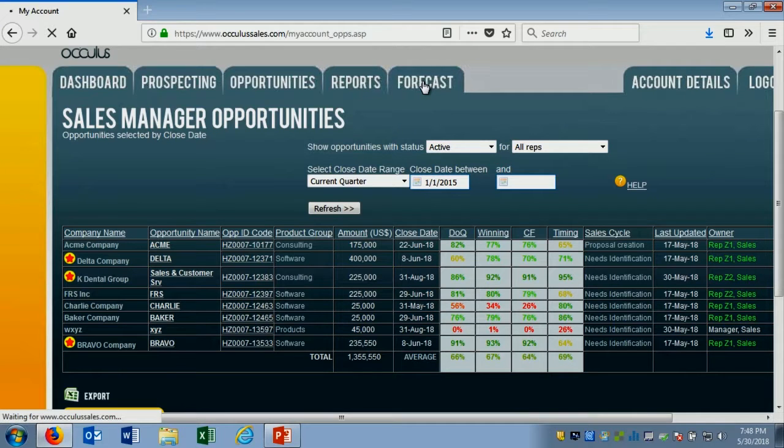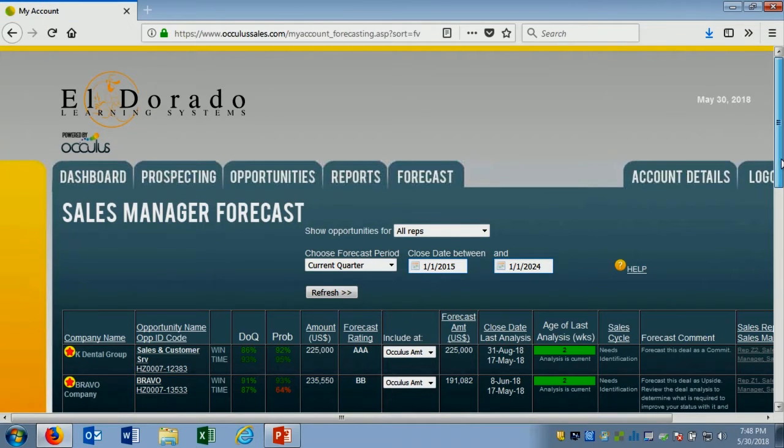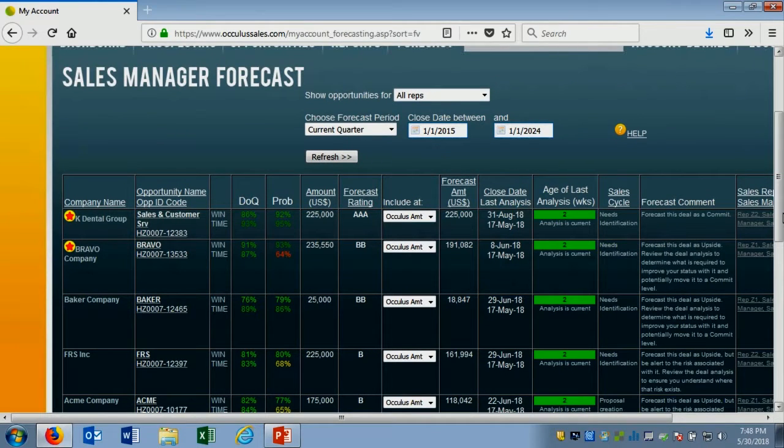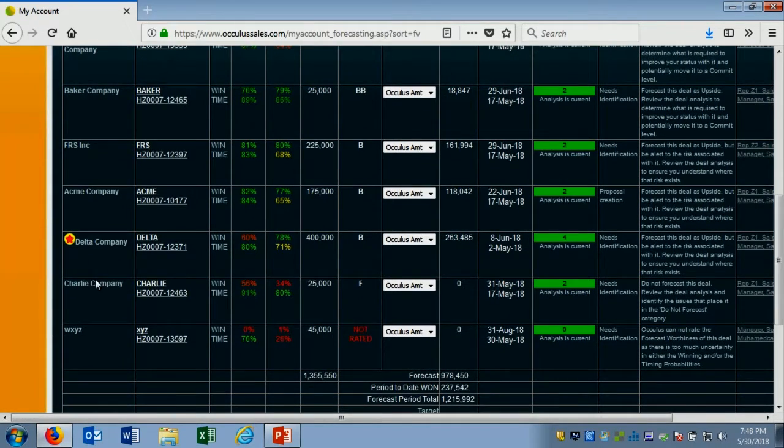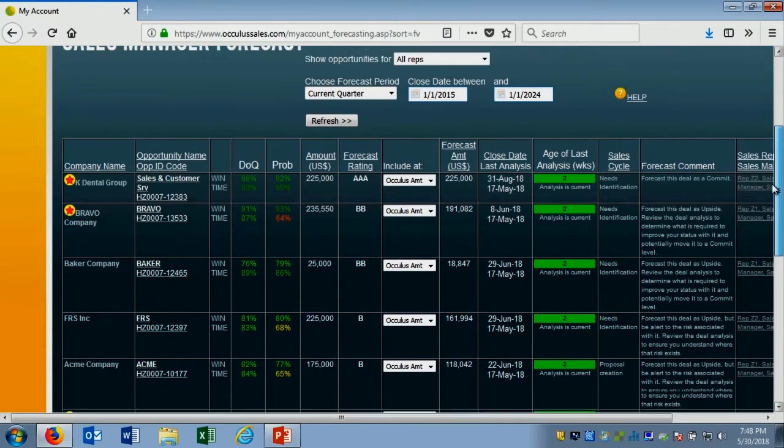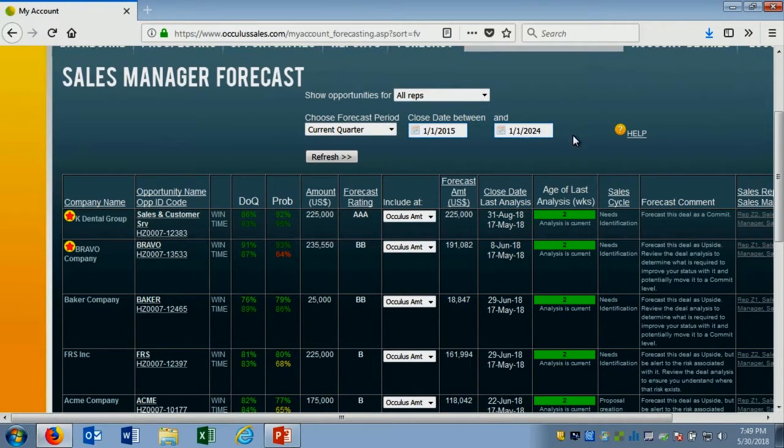And then if you look at forecast, this is the last thing I'll show you. At the end of the day, you can take a look at all of the different deals that you've got in place, and you can see the degree of qualification, the probability of winning, the time, whether it's right or wrong, the amount, the forecast: AAA, BB, B, or as 1, which is Charlie Company, an F, and then WXYZ, it's not even rated. It can't even do that. So as a sales manager, you can look into this and you can change all these dates and do all the different calculations. But it tells you the close dates and things like that.